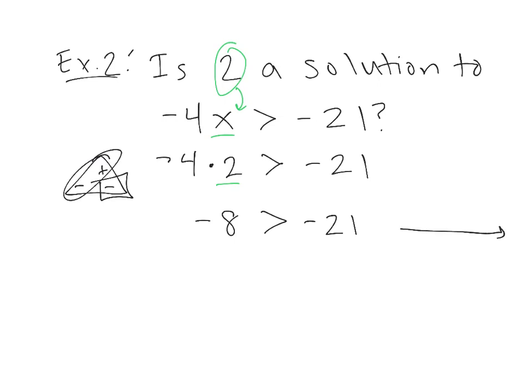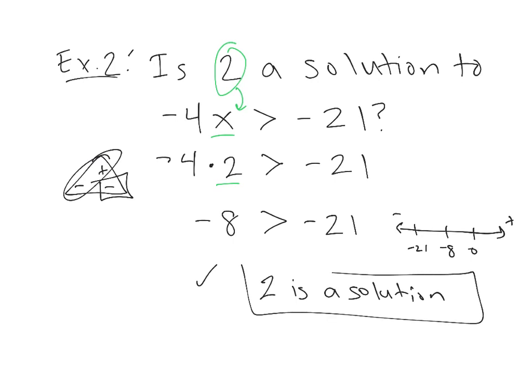And if I think about it on a number line, if 0 is here and -8 is here, -21 is going to be over here, right? And I have the bigger numbers on the right and the smaller numbers on the left. So -8 is bigger than -21, so I'm going to say that 2 is a solution.